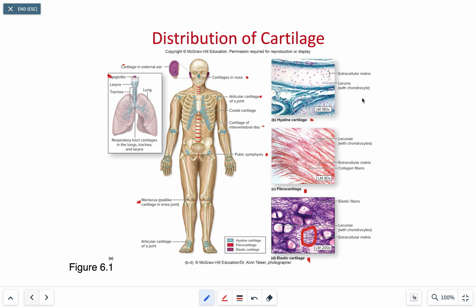Some of the key components, or just as a review when we looked at the histology of cartilage, is remembering that the lacunae have the individual chondrocytes. The chondrocytes are encased inside of the lacunae and maintain the matrix, or the extracellular matrix.